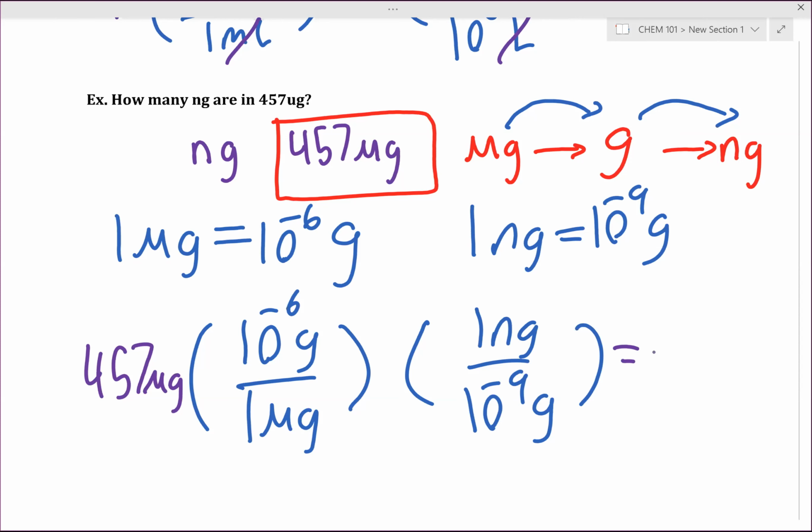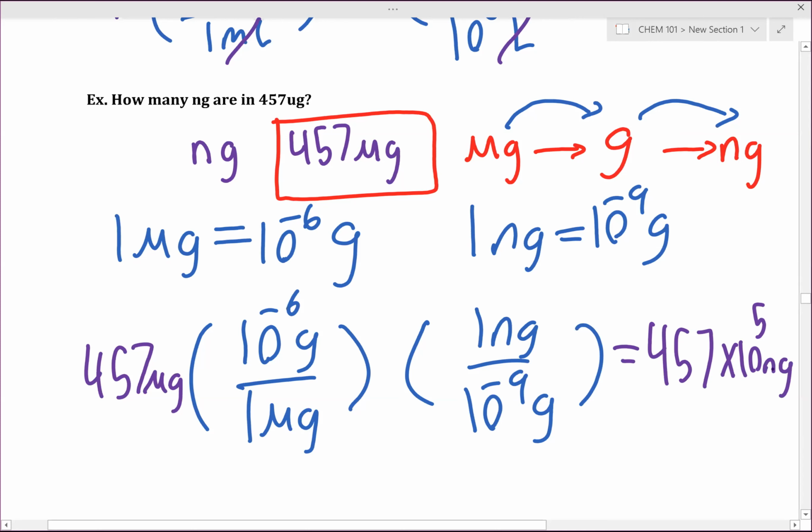Okay, for the next step, you're going to hit 2nd and 5 to convert it to scientific notation. And lo and behold, we have 457 times what power of 10? 10 to the 5th. Okay. Perfect. So all we have to do is write that down. Any questions on this example?